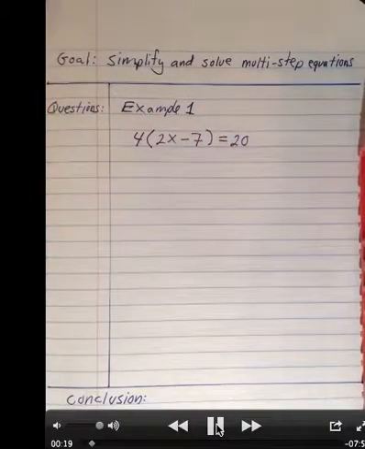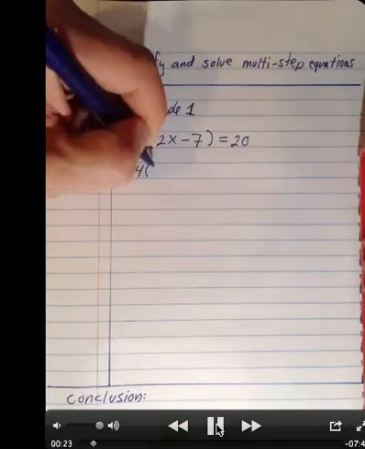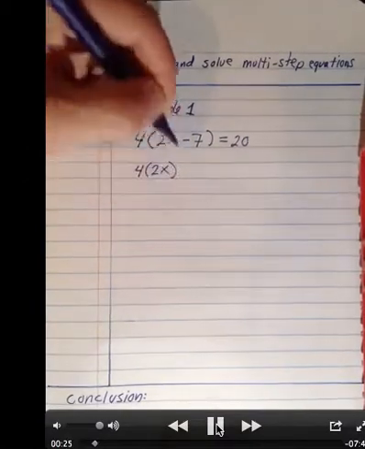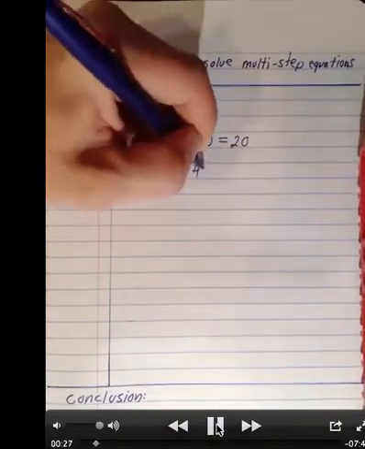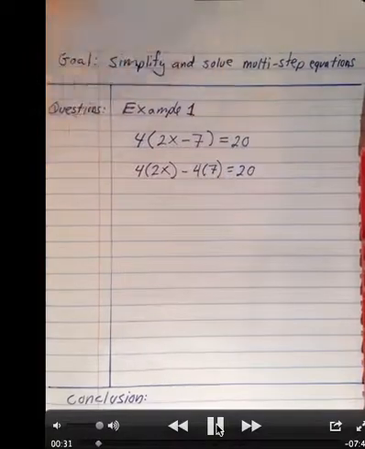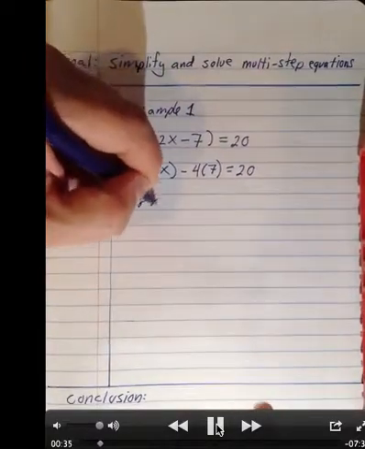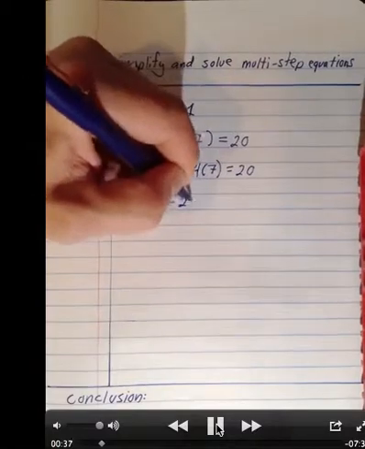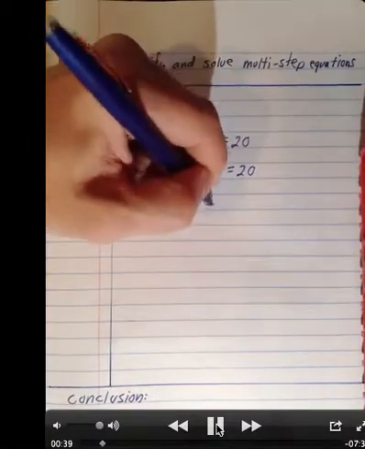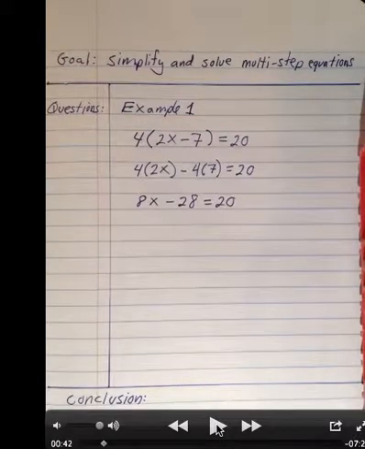So our first example is 4 times parentheses 2x minus 7 equals 20. So we'll use the distributive property to distribute the multiply by 4. That becomes 8x minus 28 equals 20. When we get this far, now it's a two-step equation.